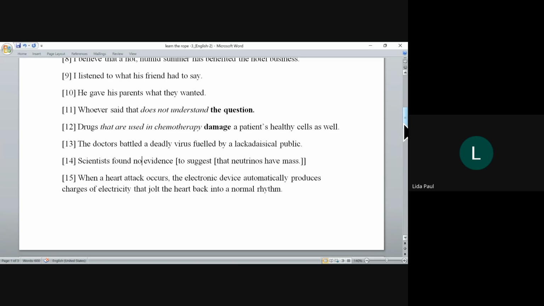So what kind of subordinate clause is this? Adverb. Is it adverbial or adjectival? Adjective. Again, this is adjective. So a deadly virus fueled by a lackadaisical public. What kind of virus? A deadly virus fueled by a lackadaisical public, right? So fueled by a lackadaisical public gives you additional information about the deadly virus. Okay. What kind of virus? The one fueled by a lackadaisical public.